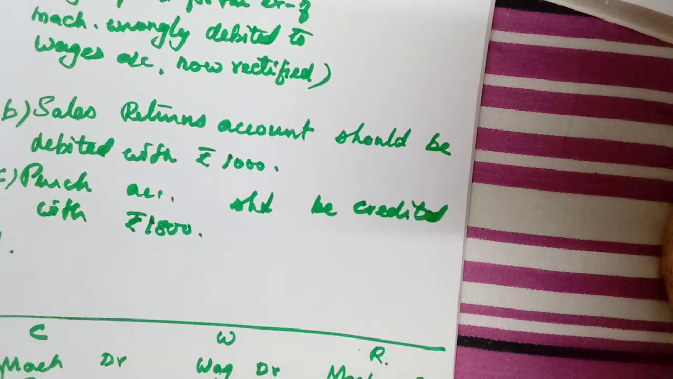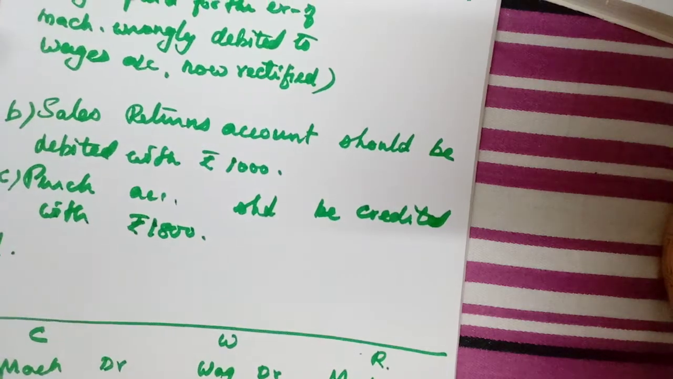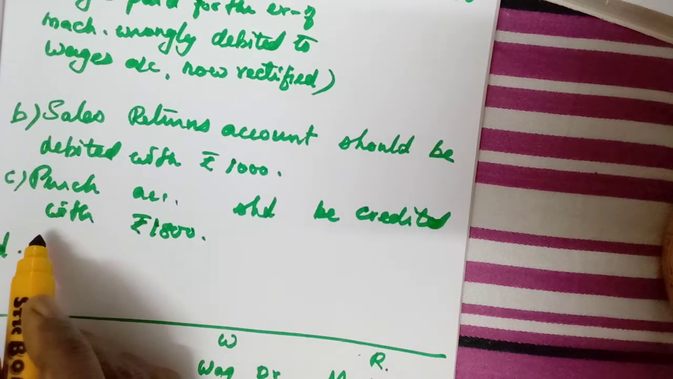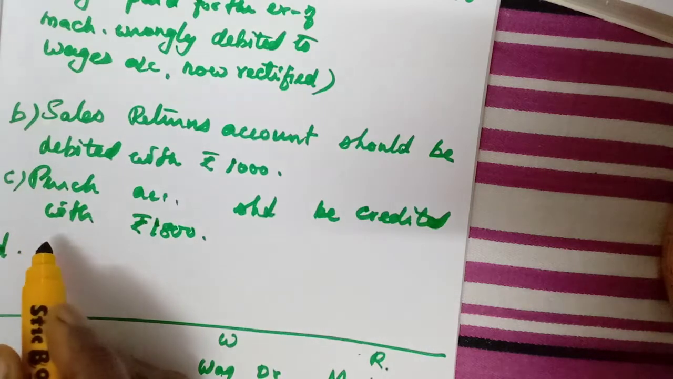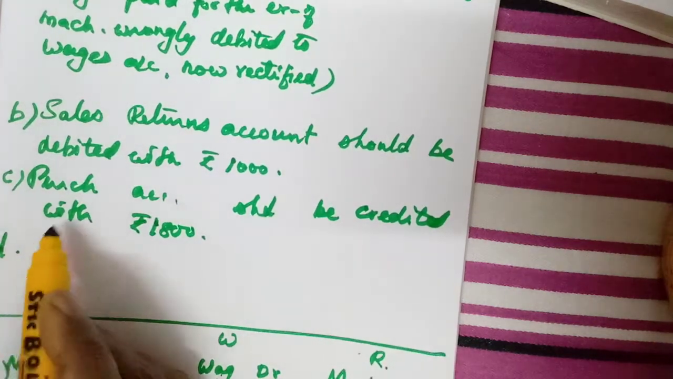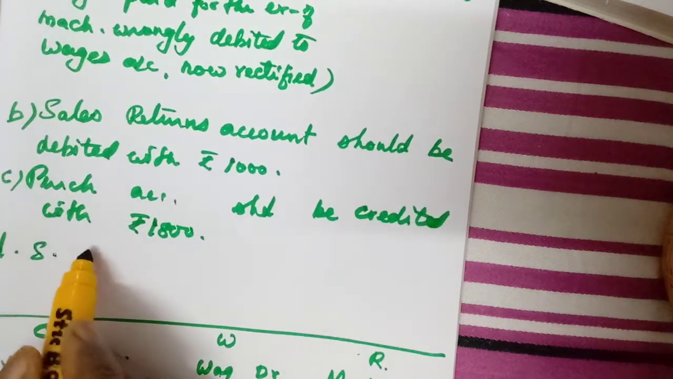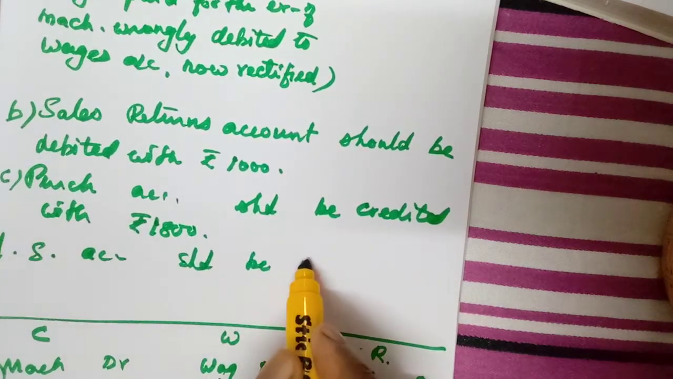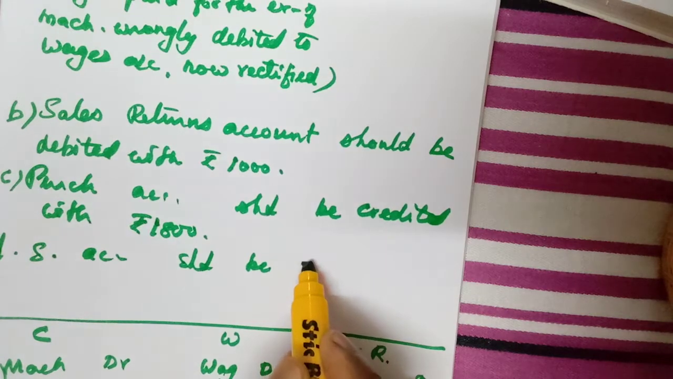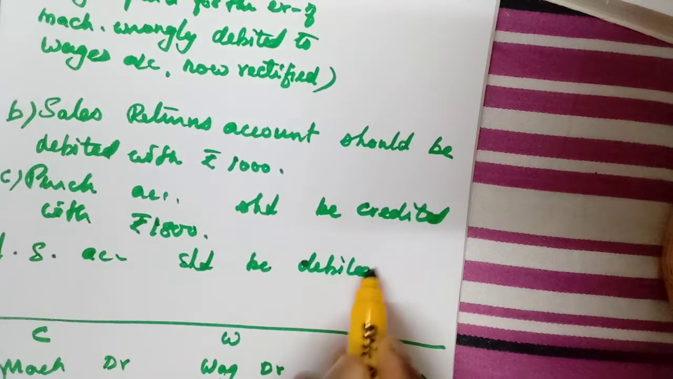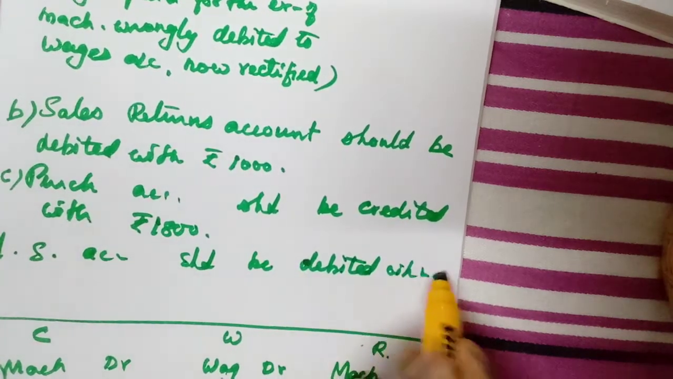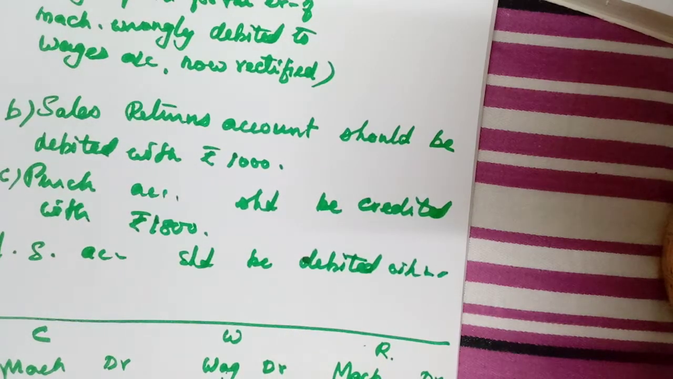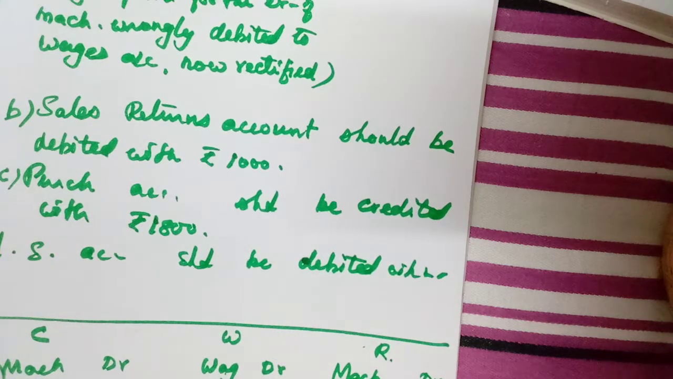The sales book was overcast. Again sales, the credit balance is more. Credit is more, so we need to debit. So sales account should be debited with rupees, you should write that amount, 1500. Then cash paid to Mukil, which was debited to Akhil's account.